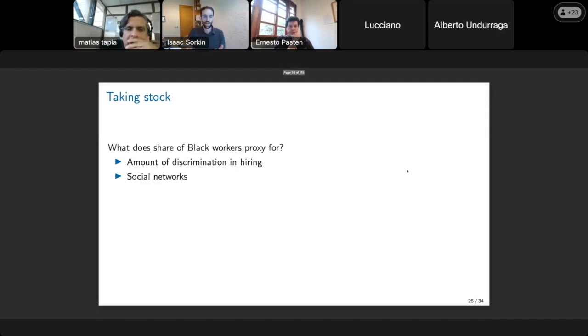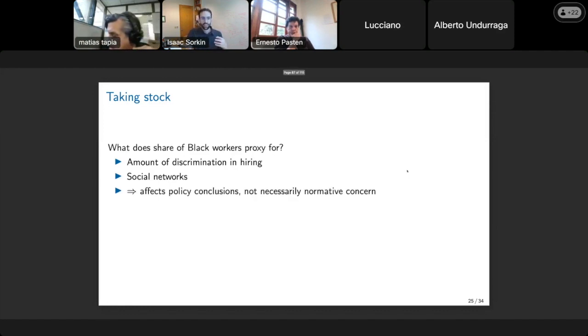Alternatively, it could be that the share of Black workers is proxying for social networks. They're race-specific social networks, and this shows up in terms of job finding. Now, is this the amount of discrimination in hiring, or is this social networks? It affects your policy conclusions. If you think it's discrimination, then anti-discrimination legislation could do something. If it's social networks, that's much harder to affect via policy.